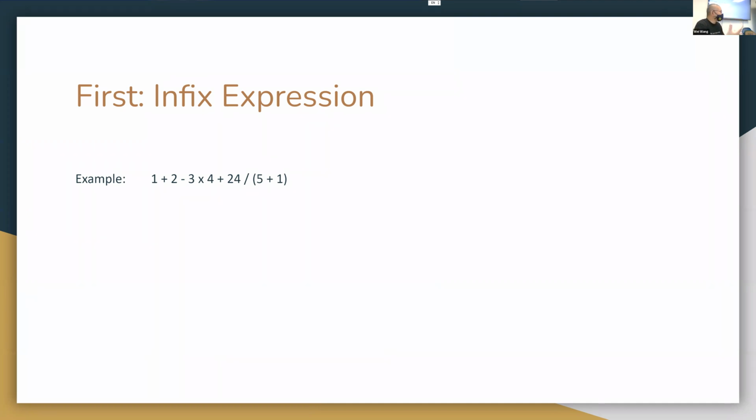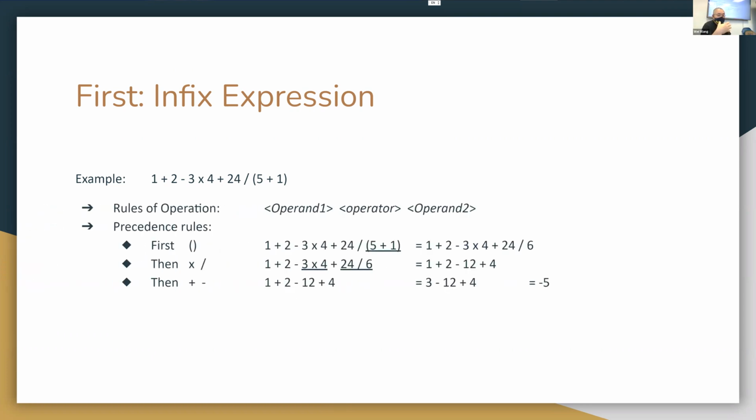This is what we learned at school, right? You guys, when you have math class, this is what you learn. In this kind of expression, the rule of operation is that you have an operand, an operator, and then an operand, right? That's how you write expressions. But then there's this set of precedence rules that we also have to learn. We all learn this at school.